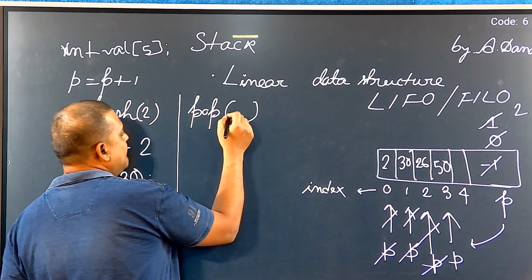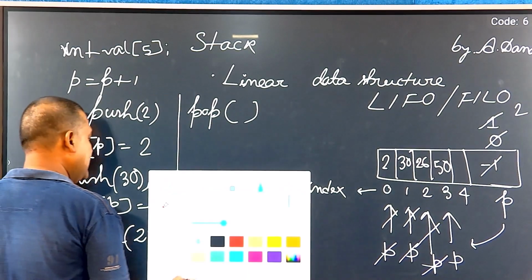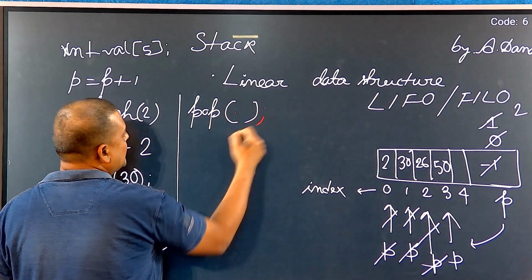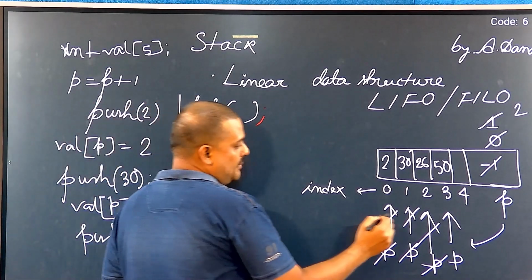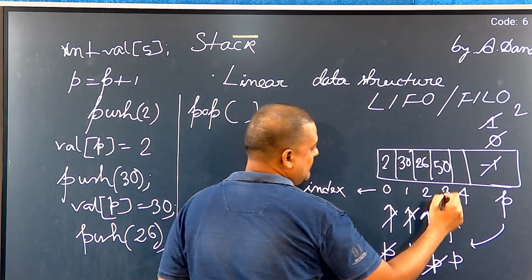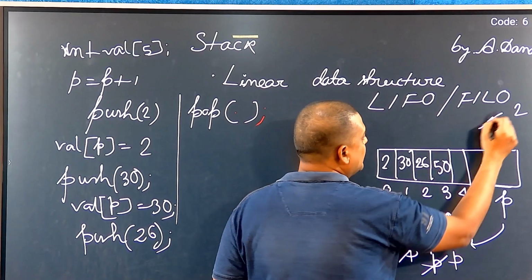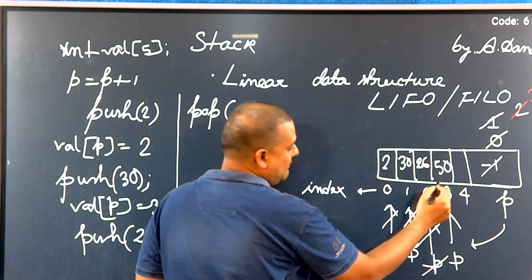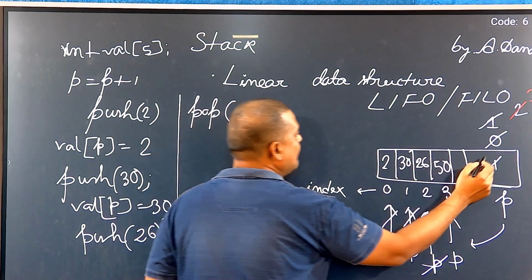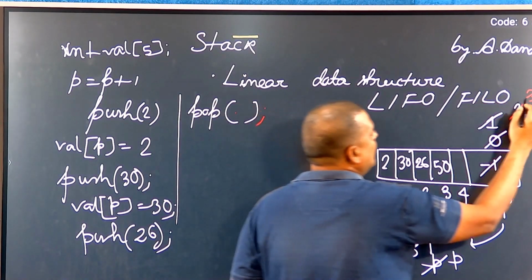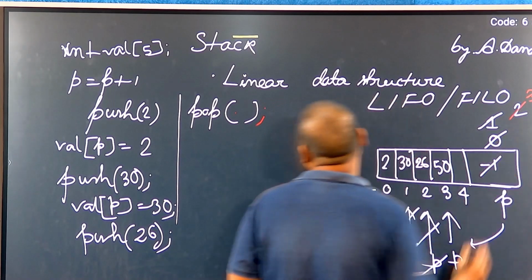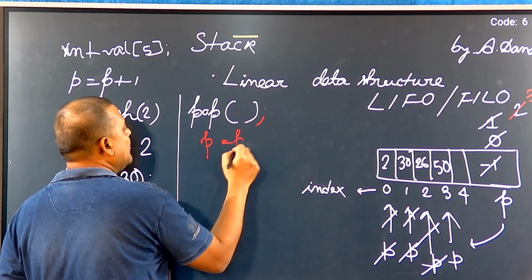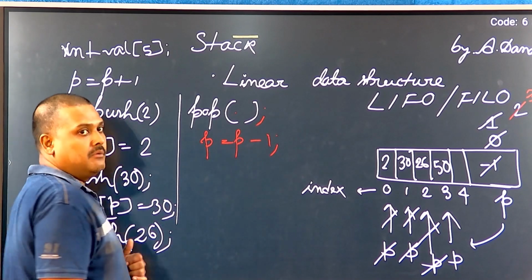Say for example, I want to pop some element. So, what will happen? p is indexing this position, that means p is now 3, and now we want to pop the element. I will just decrement the value of p. So, I will make the value of p as 2. I will decrement the value of p by 1.